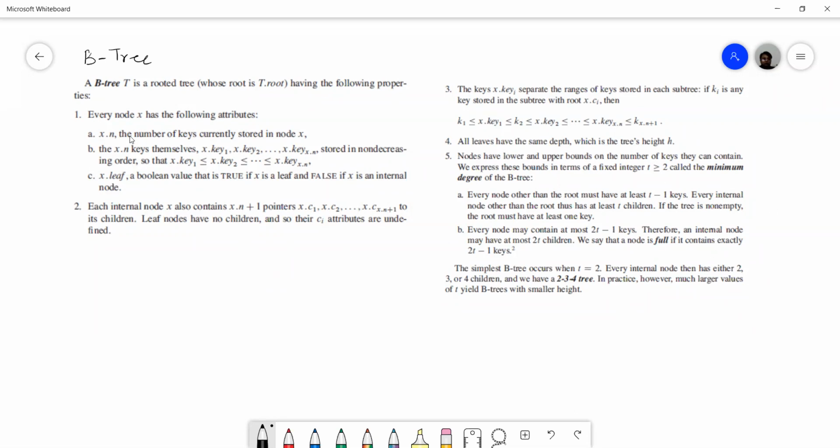So I will draw a B tree and explain this whole concept, what it is saying. So let me draw a B tree here. Let me take a figure, it will be clearer when I draw.